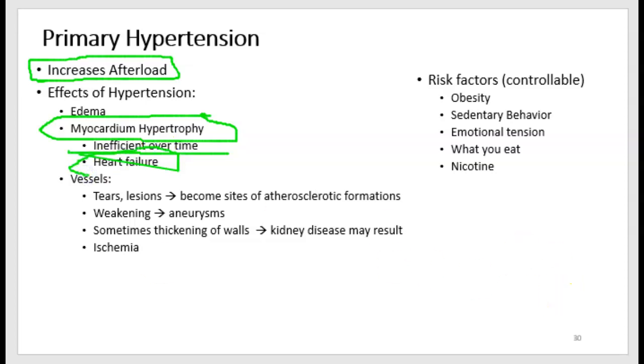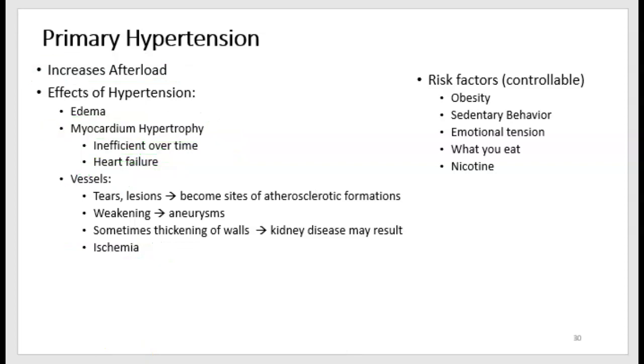Okay. That's of course not the only problem. There are problems with vessels too. You can get tears and lesions and weakening and thickening, and ultimately the problem is ischemia of the tissues. So the risk factors of primary hypertension are obesity. I think I can check all these off except for the last one. So I have risk factors: obesity, sedentary behavior, okay, not emotional tension. Well, stress, emotional tension, what you eat, oh, my diet's okay, and nicotine.